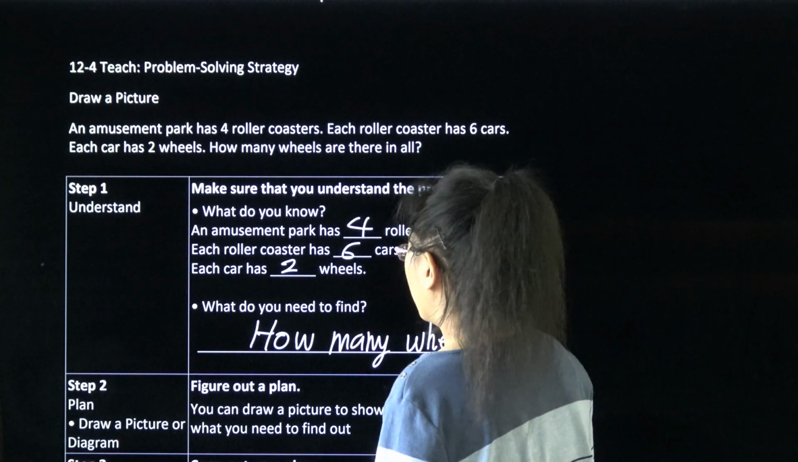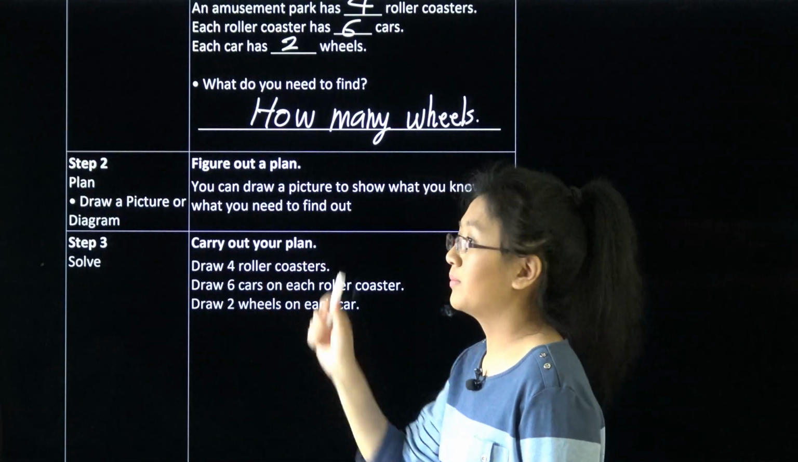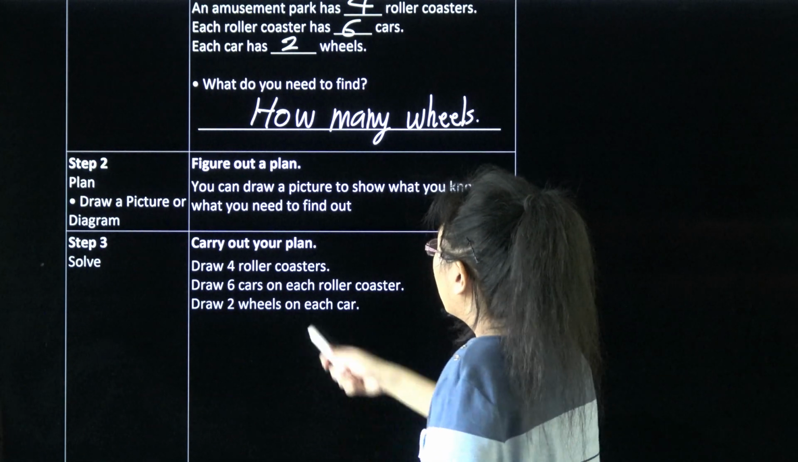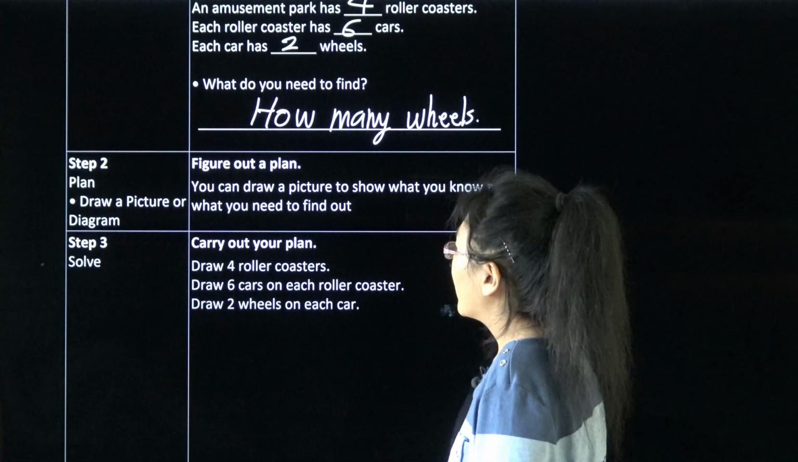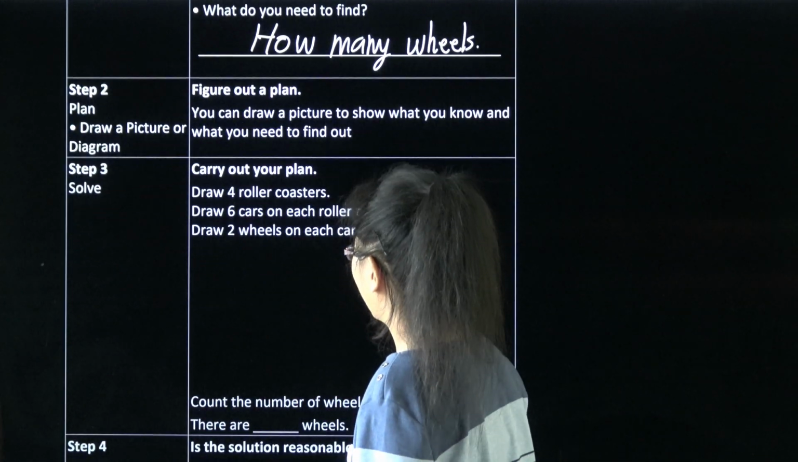So step 2, we plan what we do. In this one, we must draw a picture or diagram because that is what I'm teaching you. You can draw a picture to show what you know and what you need to find out. And now we solve. So we do what our plan tells us to do.